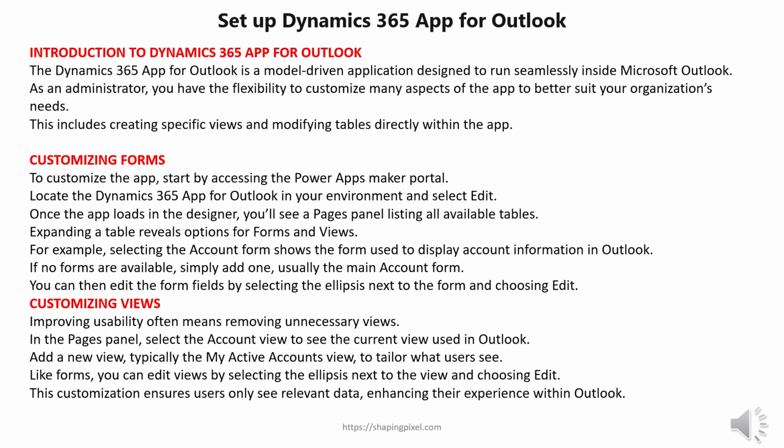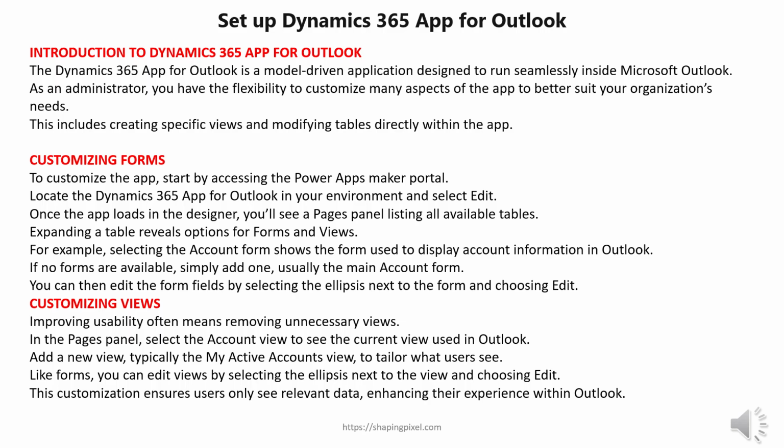Customizing forms. To customize the app, start by accessing the Power Apps Maker portal. Locate the Dynamics 365 app for Outlook in your environment and select Edit. Once the app loads in the designer, you'll see a Pages panel listing all available tables. Expanding a table reveals options for forms and views. For example, selecting the Account form shows the form used to display account information in Outlook. If no forms are available, simply add one, usually the main account form. You can then edit the form fields by selecting the ellipsis next to the form and choosing Edit.